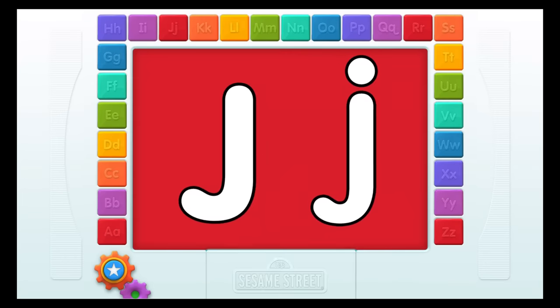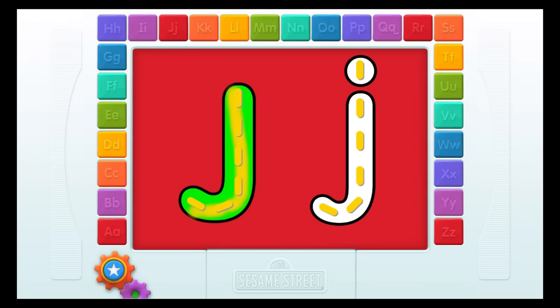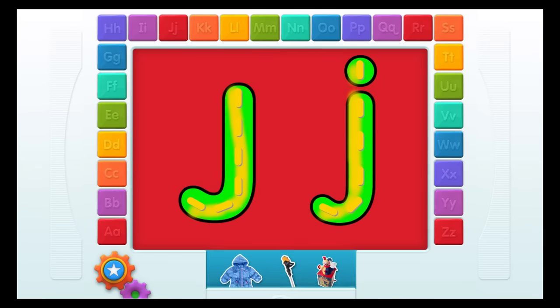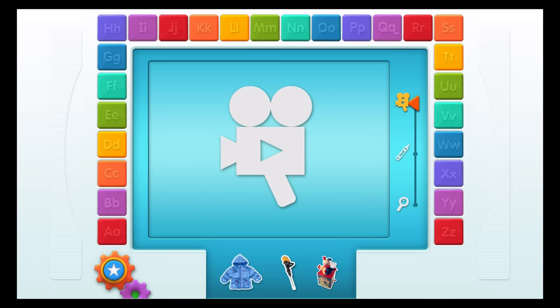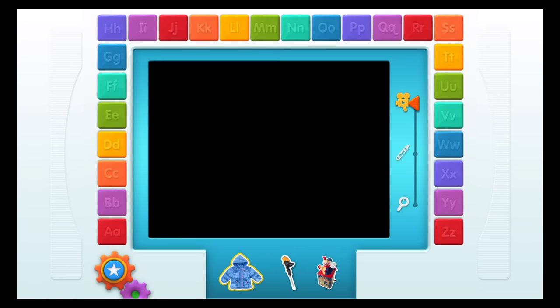J. Wow, Elmo thinks you picked a great letter. You know what to do. Just follow the yellow lines to make the letters. Very good. Now, make the lowercase letter. J. You did it. Video. Choose one of these things. Touch it with your finger. J. Jacket.